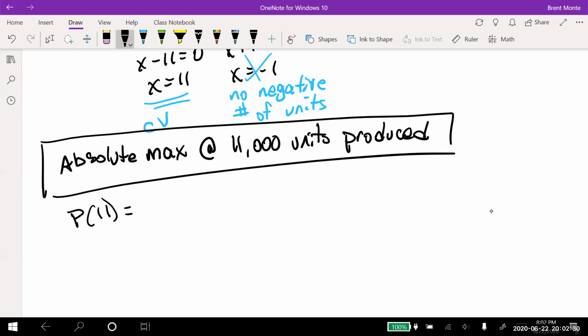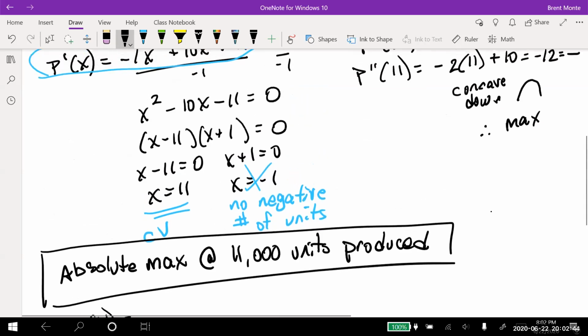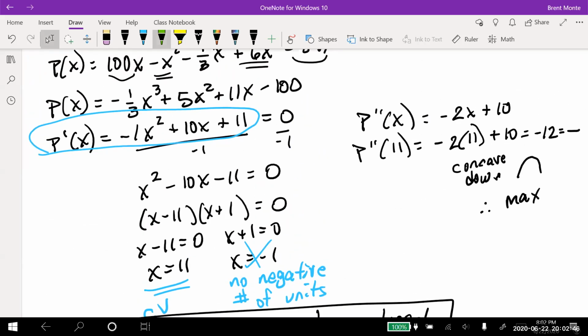Now, if you get a 0 here, it's probably because you plugged it into P prime. We're not looking for the derivative; we know the derivative is 0 when x is 11. That's how we found the 11. We're looking for what the profit is. So we go back to the original profit function, which is, let's do this one in green. Here's my profit function. That's what I'm plugging into. So I'm just plugging in 11 for x.